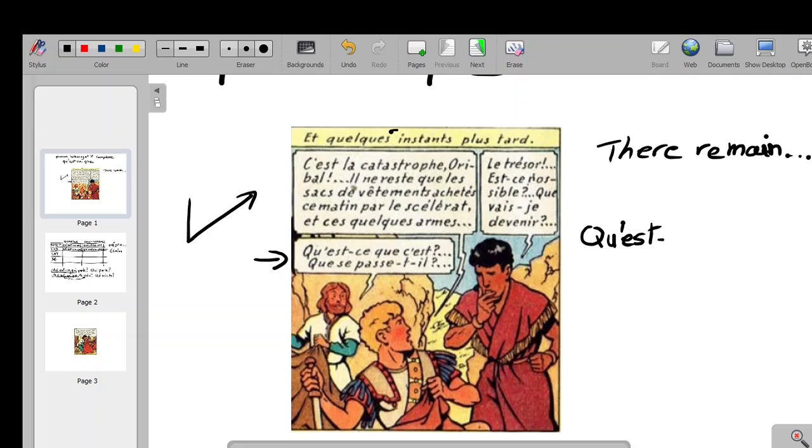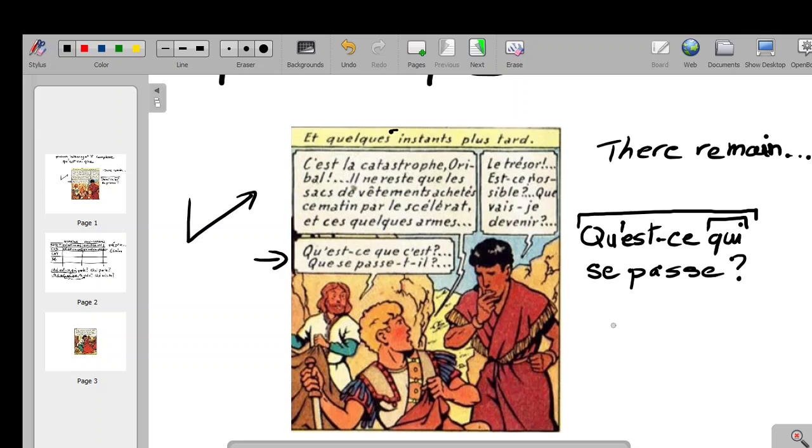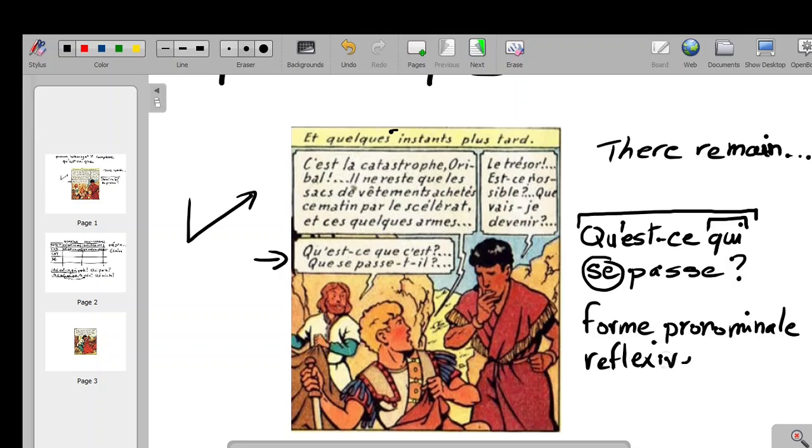Qu'est-ce qui se passe? Okay, so you use qui because the whole thing here is the subject of se passe. Se passer is the pronominal form of passer, to happen. It's a reflexive form in English, and a form pronominale in French because of the se. So he could have said this: qu'est-ce qui se passe? What's happening?